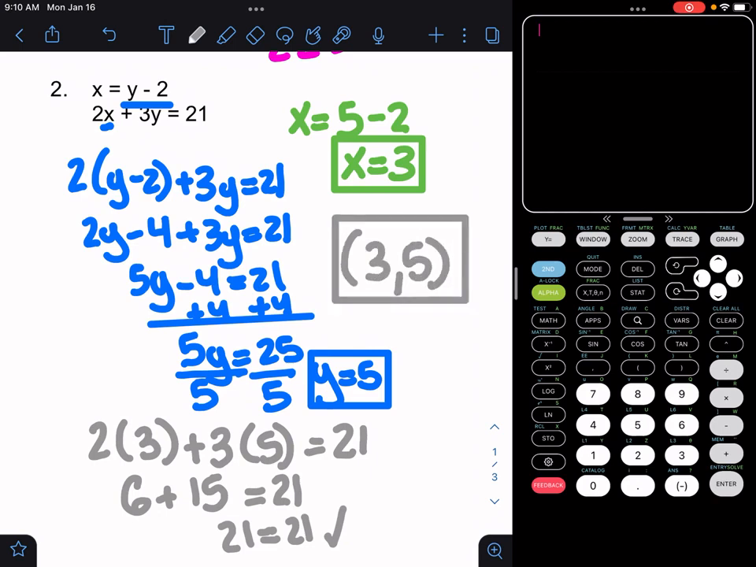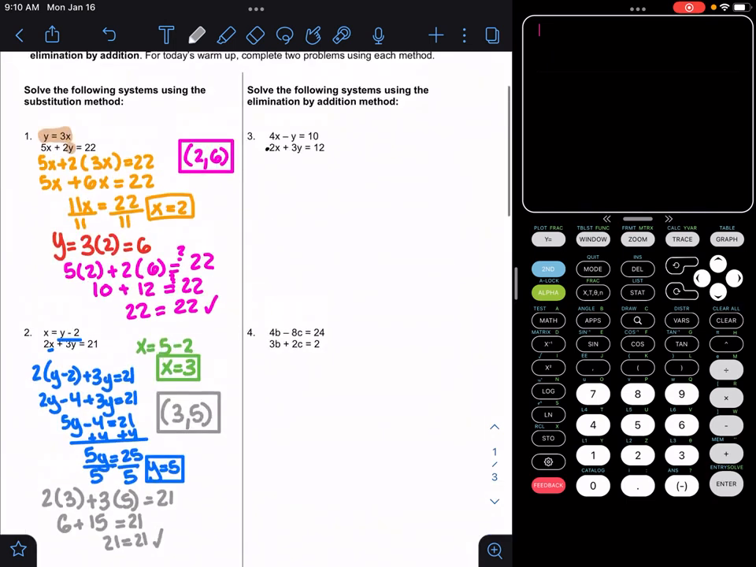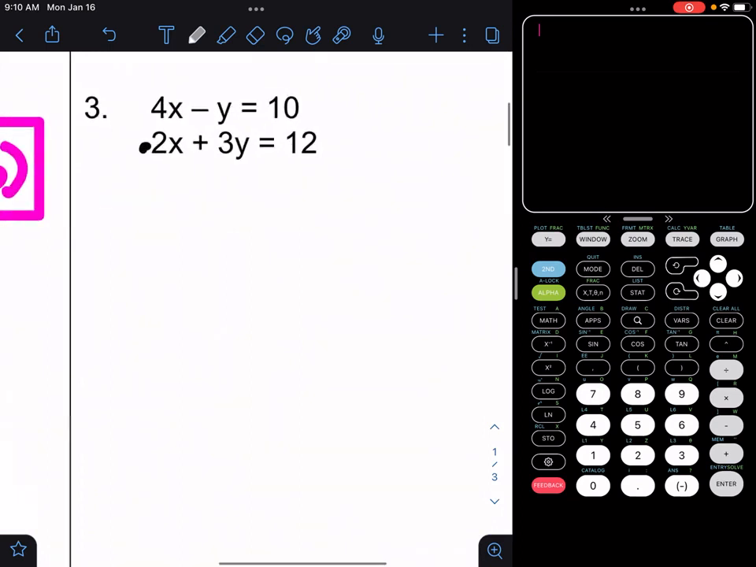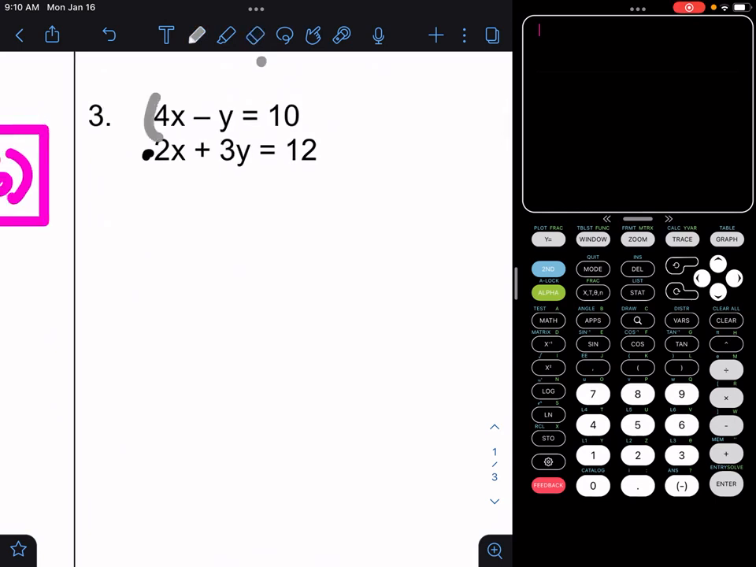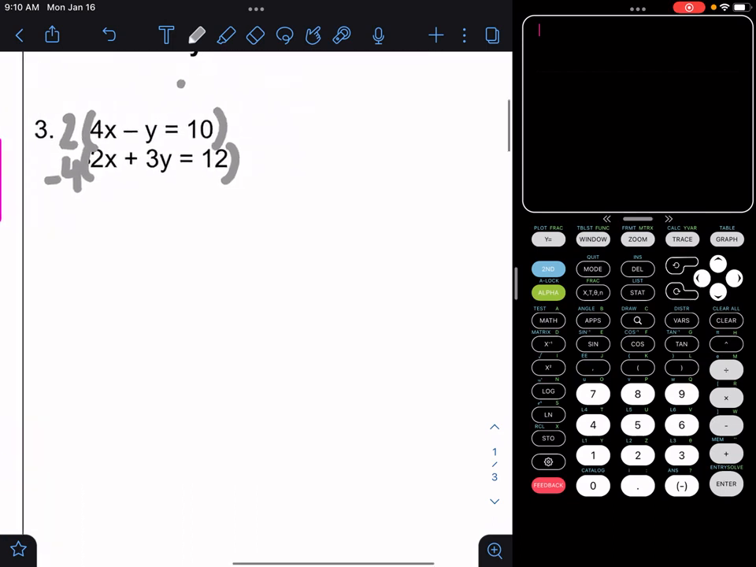Nice job. Now we are going to do 2 examples with the elimination method. Alright, let's look at this first one. Alright, to use elimination method, I need to get both of these equations to have one of the variables with the same coefficient where one's negative and one's positive. I'm going to times the first one by 2 and the second one by 4. And I'll make the second one negative, doesn't matter which one's negative.